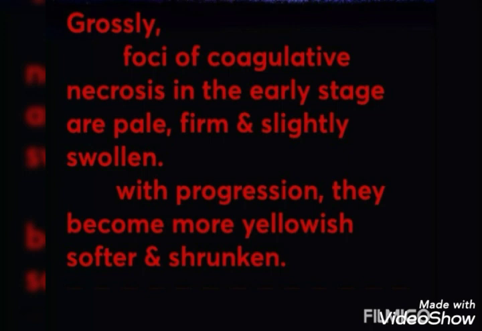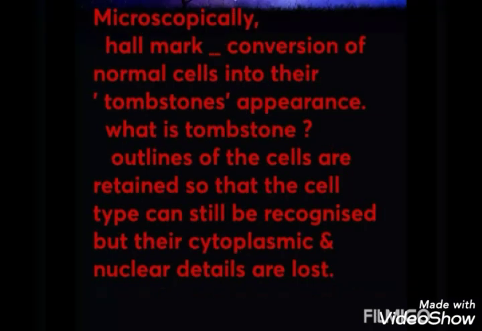Grossly, foci of coagulative necrosis in the early stage are pale, firm, and slightly swollen. With the progression, they become more yellowish, softer, and shrunken. Next, moving on to microscopic appearance. The hallmark of coagulative necrosis is the conversion of normal cells into their tombstone appearance.